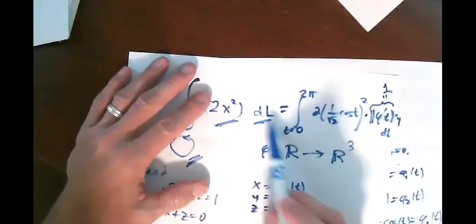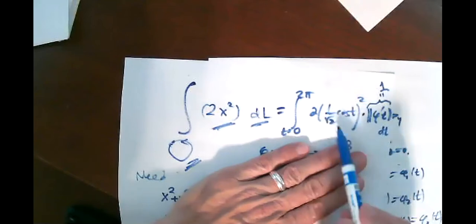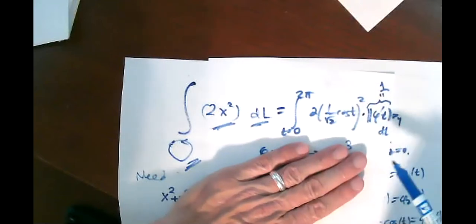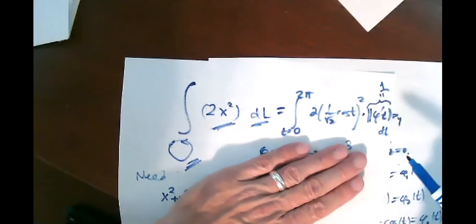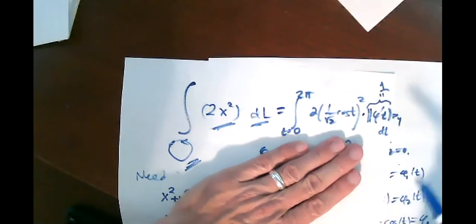And so your whole integral will just turn out to be the integral from 0 to 2 pi of cosine squared of t dt. And I happen to know that that comes out to a pi. Does that answer your question?